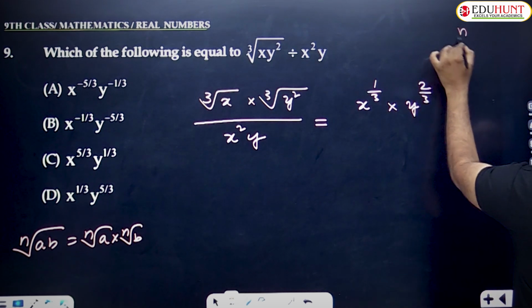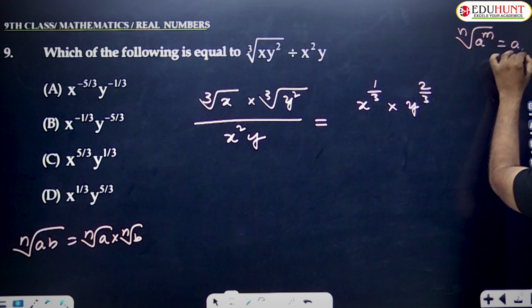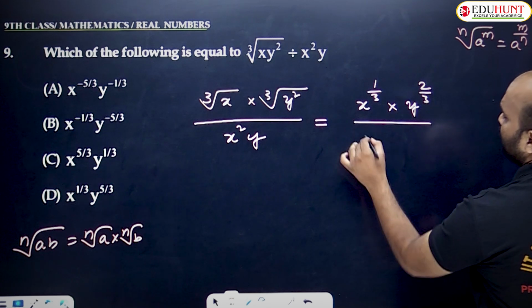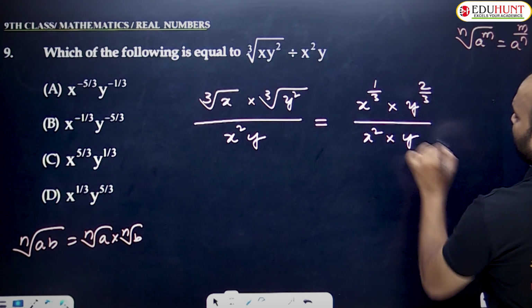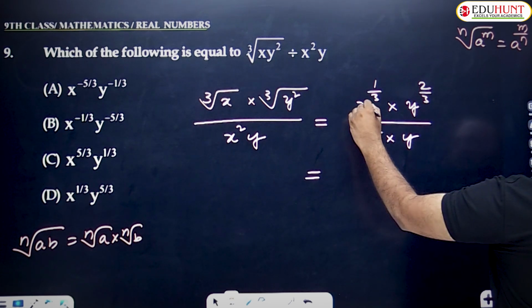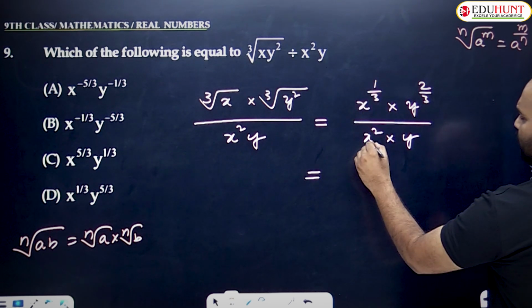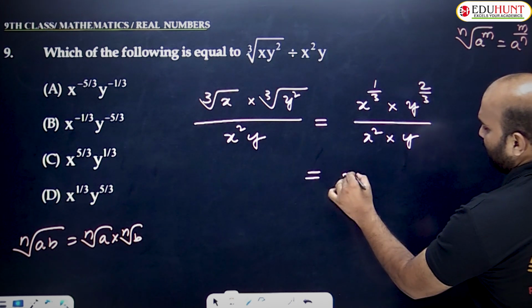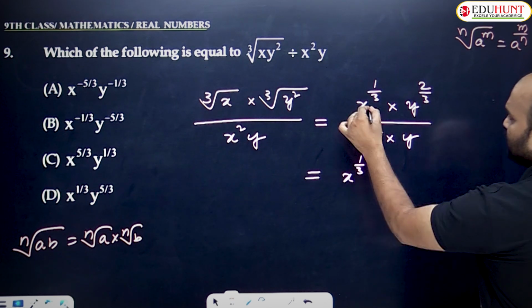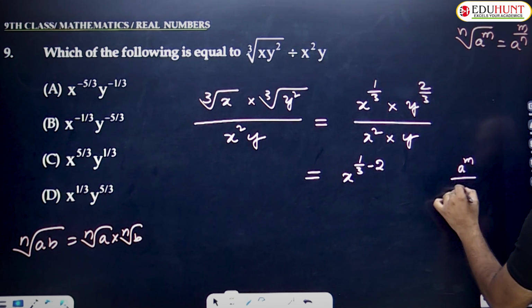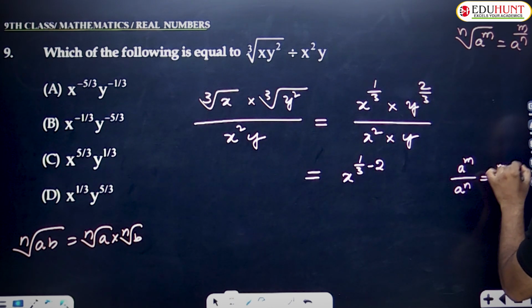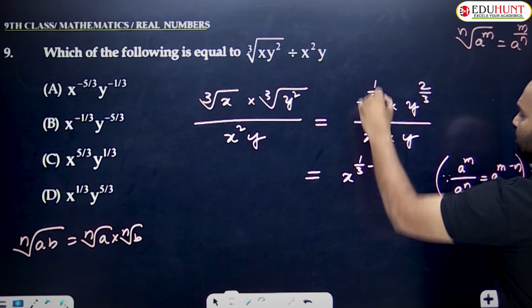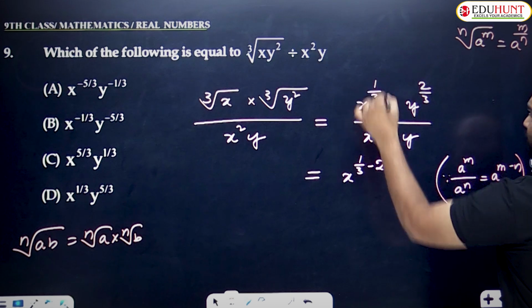According to the formula, nth root of a power m can be written as a power m by n. So cube root of y square is y power 2 by 3, whole divided by x square y. The numerator is x power 1 by 3 and the denominator is x square. Recall a power m by a power n equals a power m minus n. Therefore it can be written as x power 1 by 3 minus 2. X is the base. Am I clear? Here this is the m value, this is the n value.